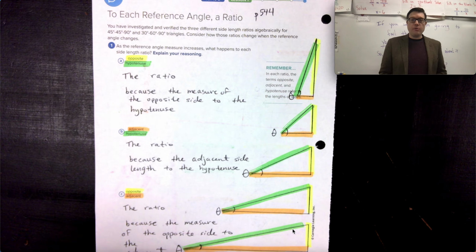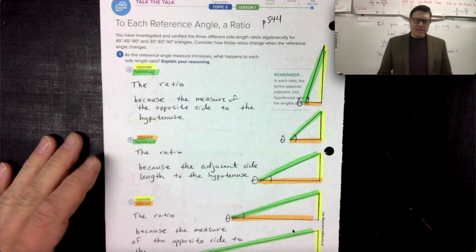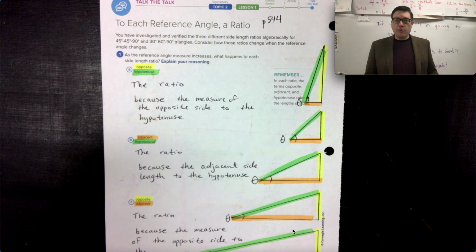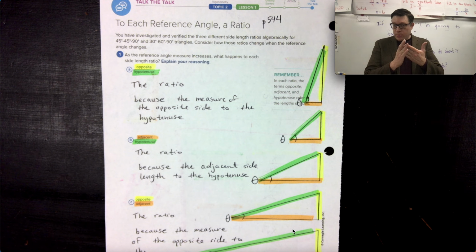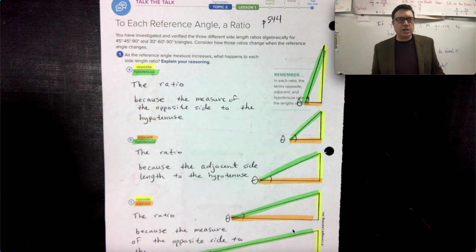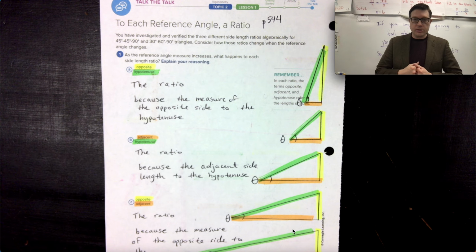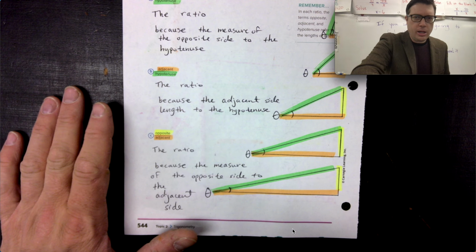This is page 544. This wraps up our lesson 1 on the reference angle and the ratios of the sides. We want to consider what happens to the ratio for our various three ratios as the reference angle changes, because that really is the limiting factor in how one ratio is created compared to the others. So let me go ahead and zoom in on this one.